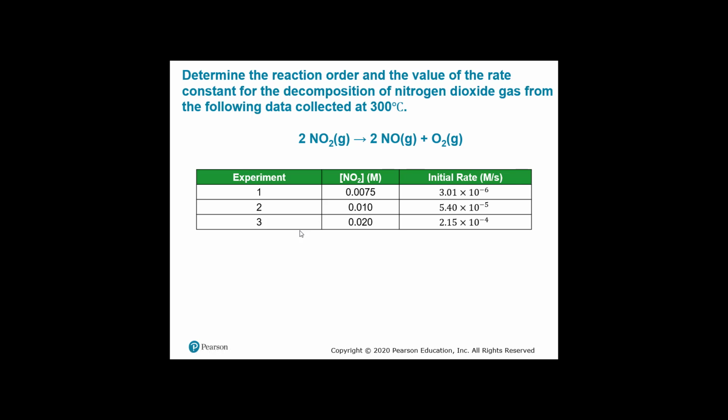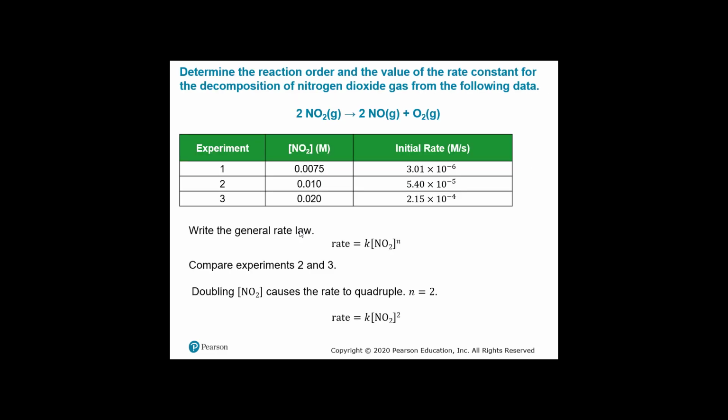We need to know the reaction order and the value of the rate constant. And remember, once we get the reaction order, we can solve for k. So that's not too bad. Okay, so we're going to write a general rate law. Make sure you're comfortable understanding what the general rate law is, because that's how you move things around in order to solve. All right, we're going to look at experiments 2 and 3. Why are we going to look at those? Because these double. So this is the one that we're interested in. We don't want to get ones that are complicated.